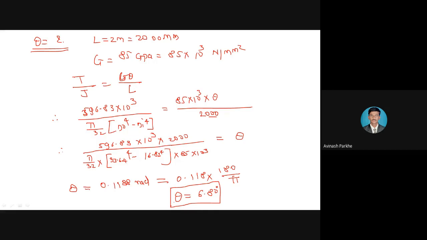So this is the problem. The first part of the problem is the same. The shear stress is given, and by using that shear stress only, they have asked to find the external diameter. By using that, we have also calculated the internal diameter. But whatever the remaining parameter they asked, find the angle of twist. To calculate the angle of twist, we have the formula T upon J is equal to G theta by L. This formula is based on the angle of twist for the diameter calculation.